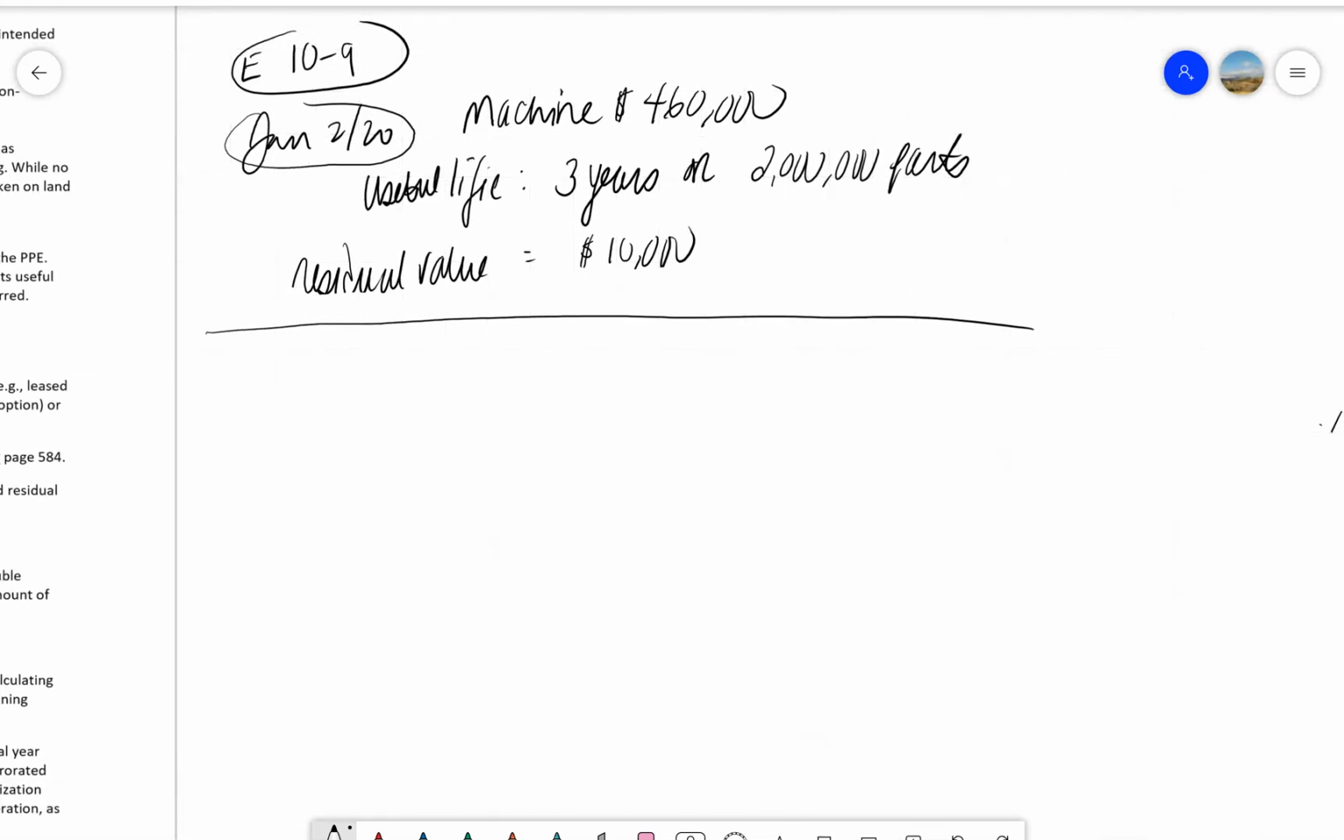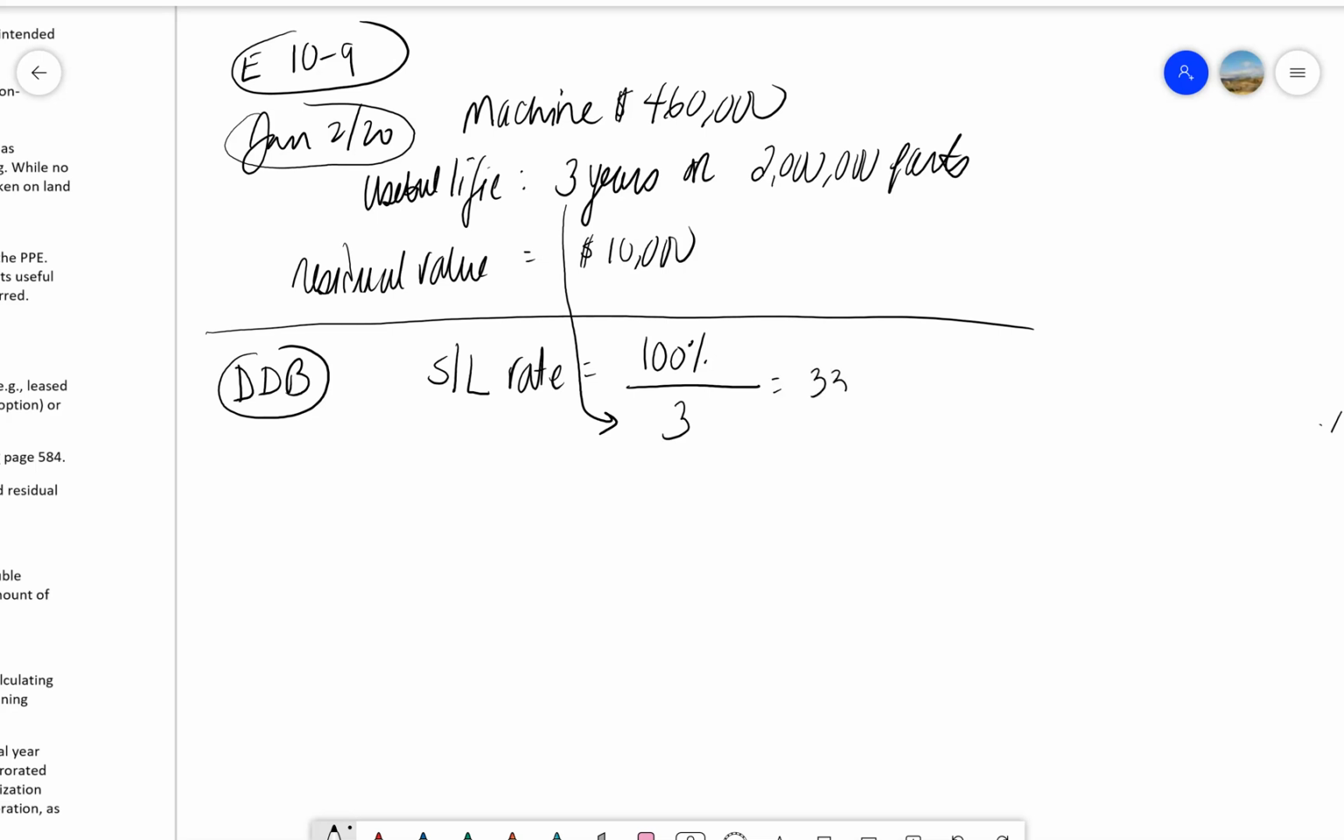Now, going back to this machine, the first thing that we have to do when we're using the double declining balance method is figure out what we call the straight line rate. The straight line rate, we take 100% divided by the useful life in years. The useful life in years is 3. So we divide it by 3. That's going to give us 33.33%. And then we double it. That's why it's called the double declining balance method. Is we take the straight line rate, we double it. That's going to give us 66.23%.